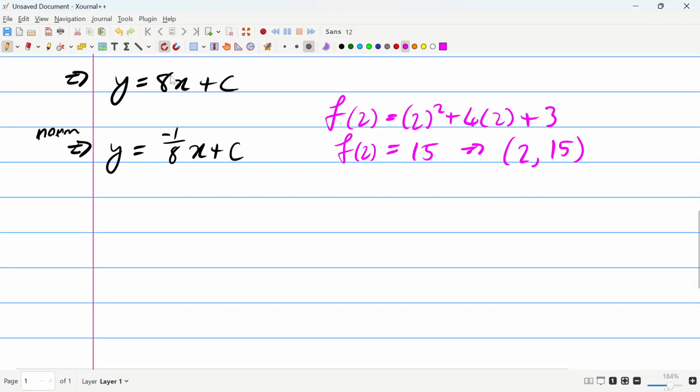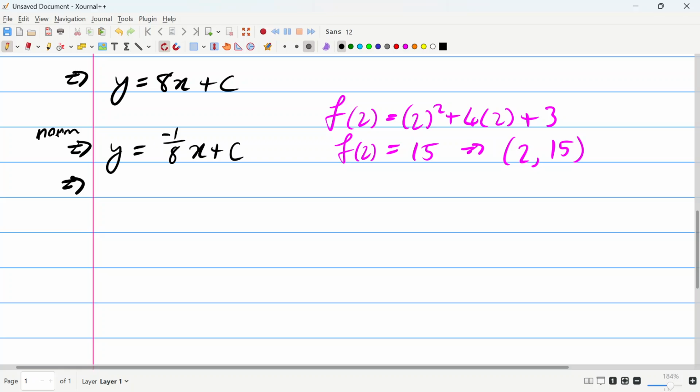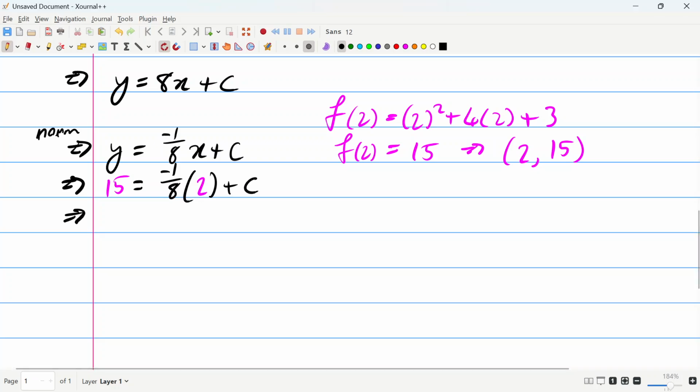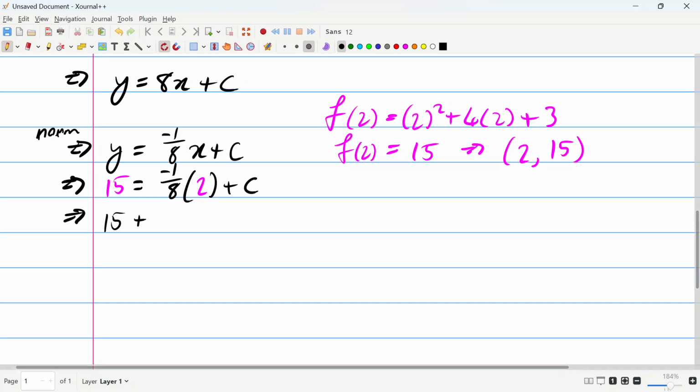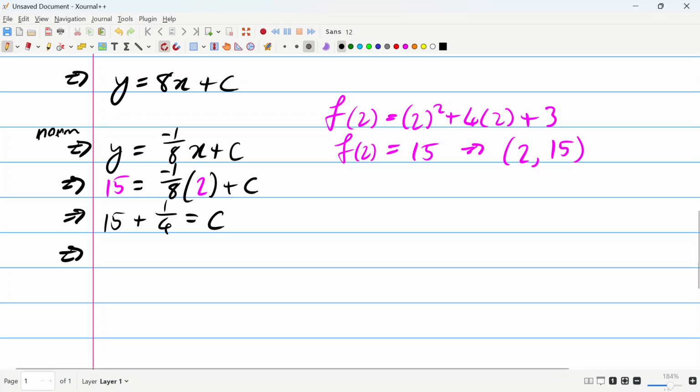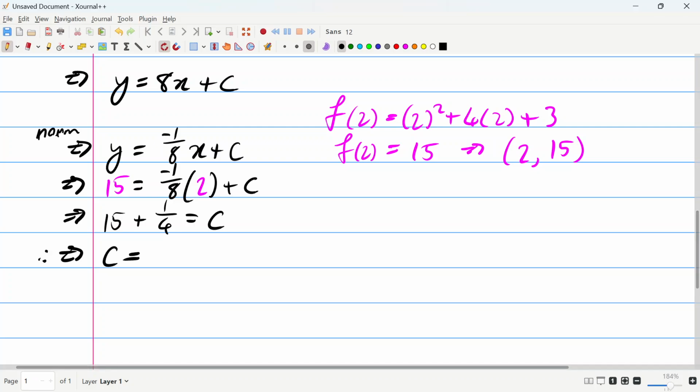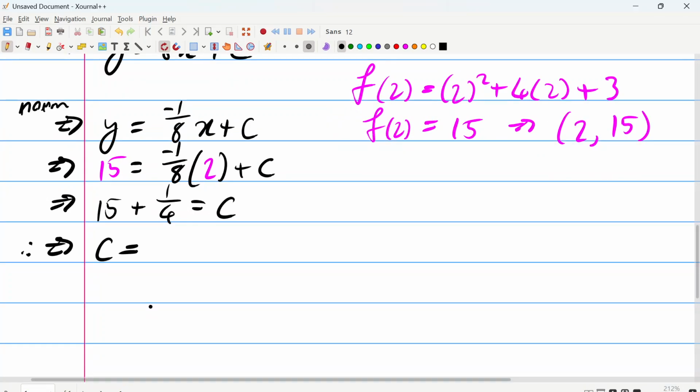Now we can substitute it in. Okay, so notice we have y equals 15. And then it's going to be negative 1 over 8 into x equals 2. Okay, and then we have plus c, and then we just solve for c. So we take everything else over, so it's going to be 15 plus 2 over 8, which is just 1 over 4, is equal to c. So therefore, c is just going to be equal to 15 and 1 over 4. When we want to rewrite it, just put it in a calculator. So what we're going to notice here is we're going to get 61 divided by 4.